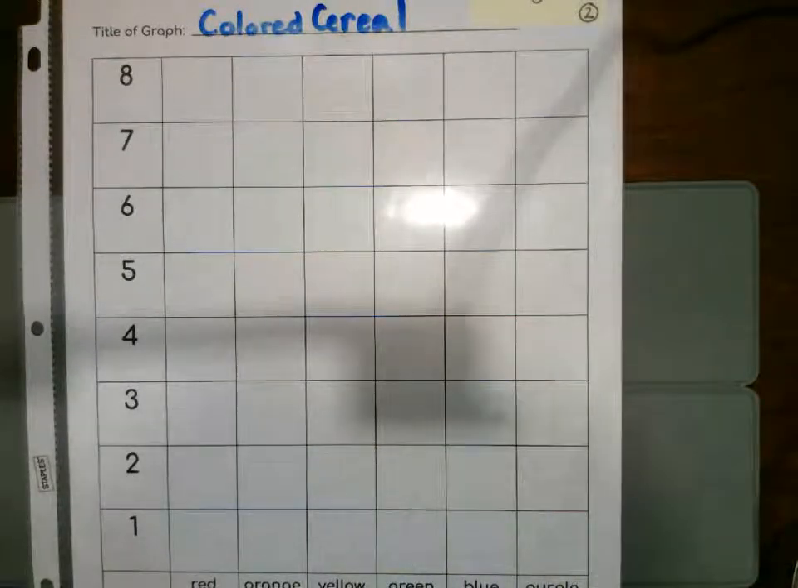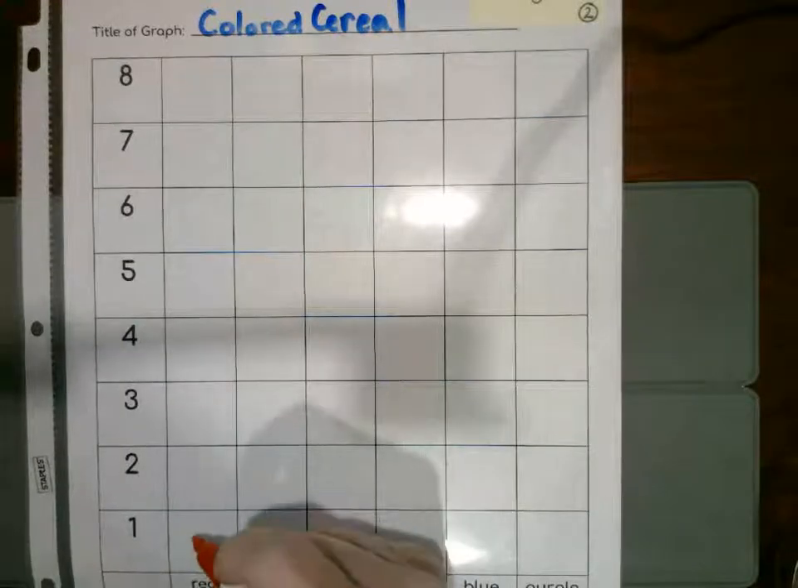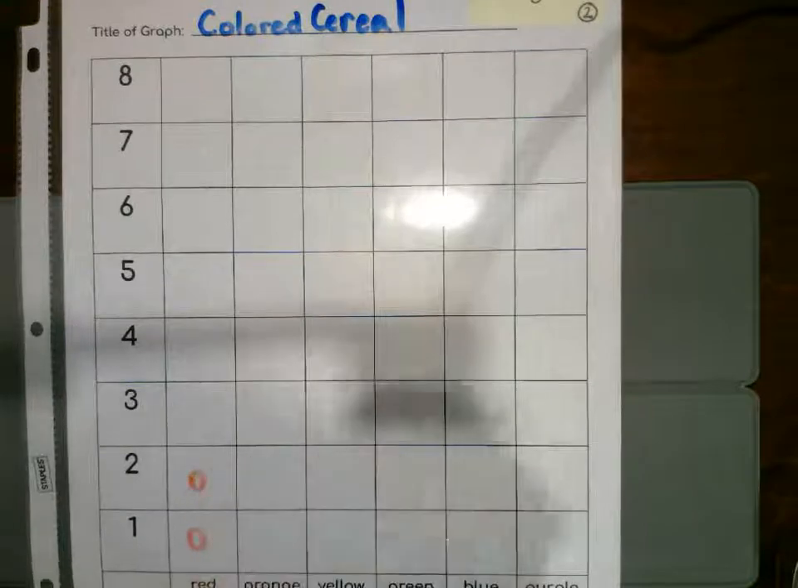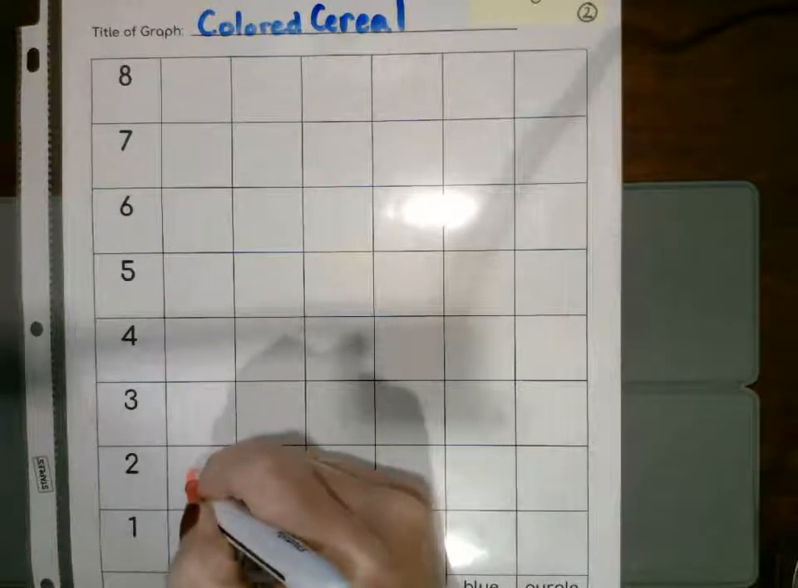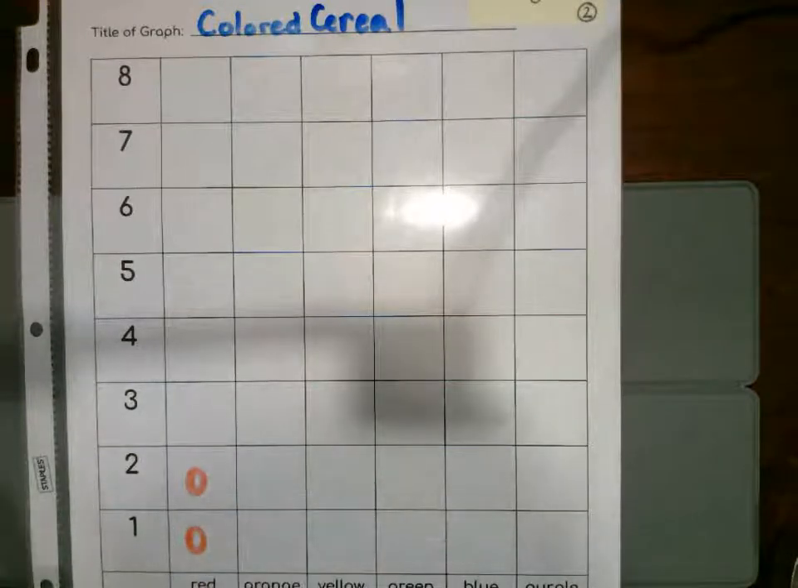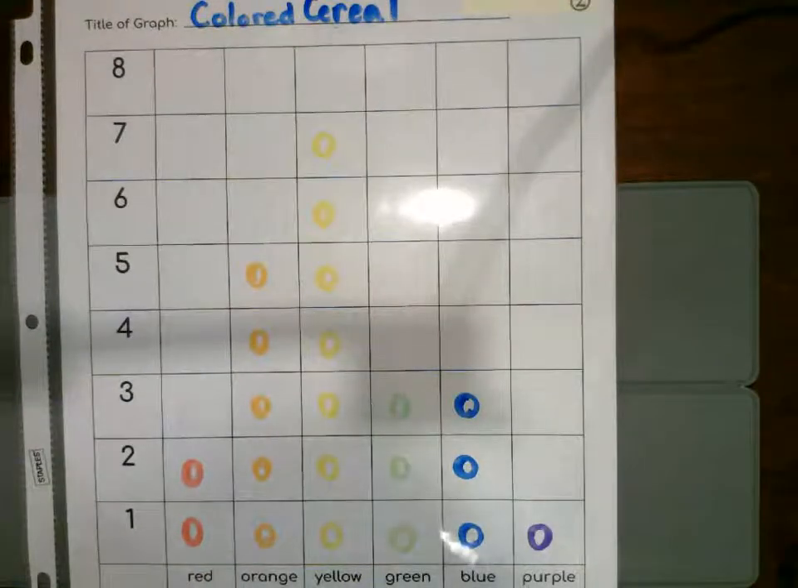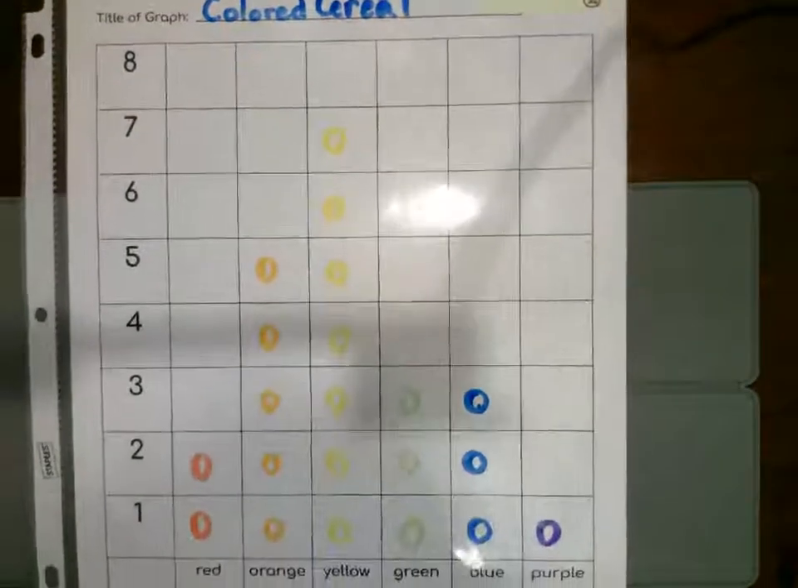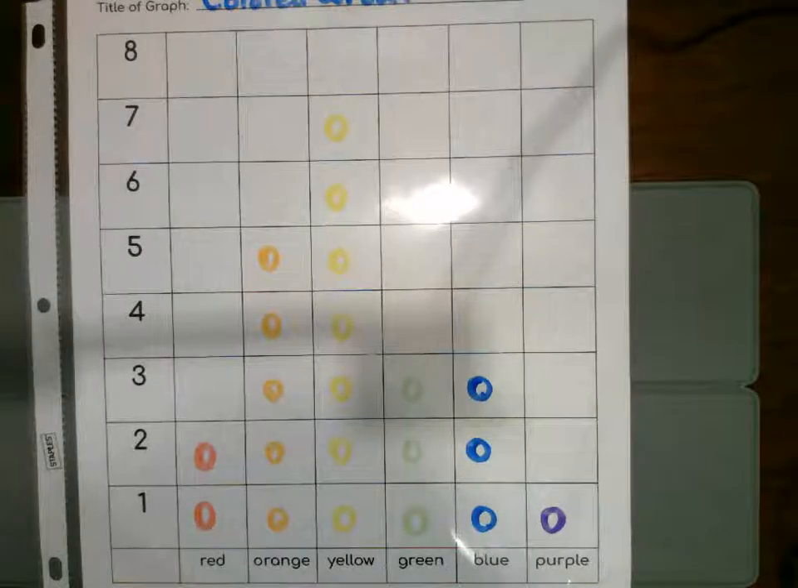For example, I had 2 red pieces of cereal, so I could represent the 2 red pieces of cereal just like that, with a little loop of the cereal. So I went ahead and filled in the rest of my pictograph with the cereal pieces that I had. And now you can see what my final pictograph looks like.